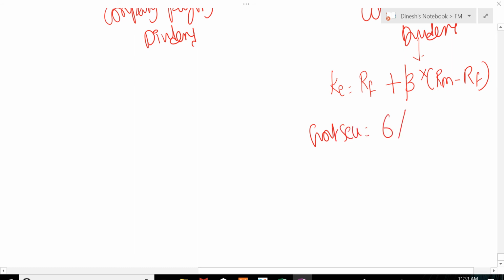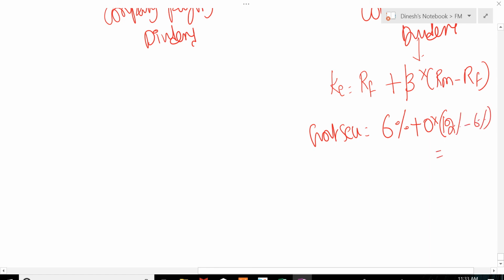RF is 6%. What is RF? Risk-free rate. Risk-free rate is only for government securities. For a government security, the beta is 0. So 6 plus 0 into (RM minus RF), where RM means the return which the market can give. Market is the average of all the assets which are there. In short, it is the return given by Nifty or Sensex in India. Nifty and Sensex are considered to be the representative of the market. So the market can give you 12% return.